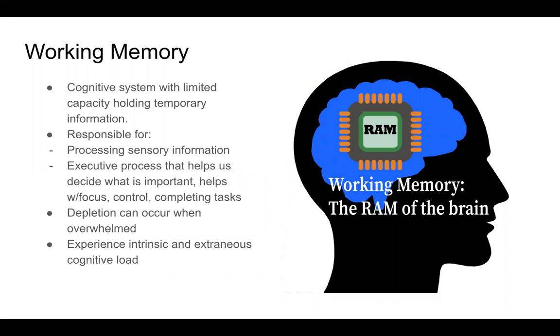Then we have working memory, which is the RAM of the brain, and it is a cognitive system with limited capacity holding temporary information. It is responsible for processing sensory information, and it's responsible for executive processes that help us decide what is important. It helps us focus, control, and complete tasks. And depletion can also occur when we are overwhelmed in our working memory. And we can also experience intrinsic and extraneous cognitive load.